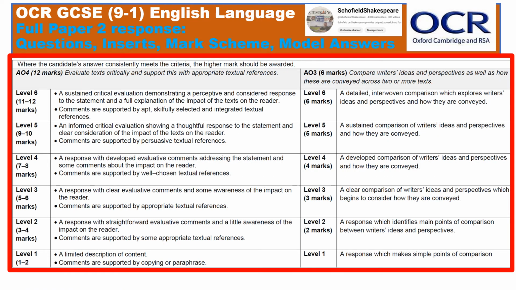Hopefully, you are now in a better position to give yourself marks out of 12 for evaluation, focus on question and use of supporting quotations, and 6 for comparisons. Press pause to do this.